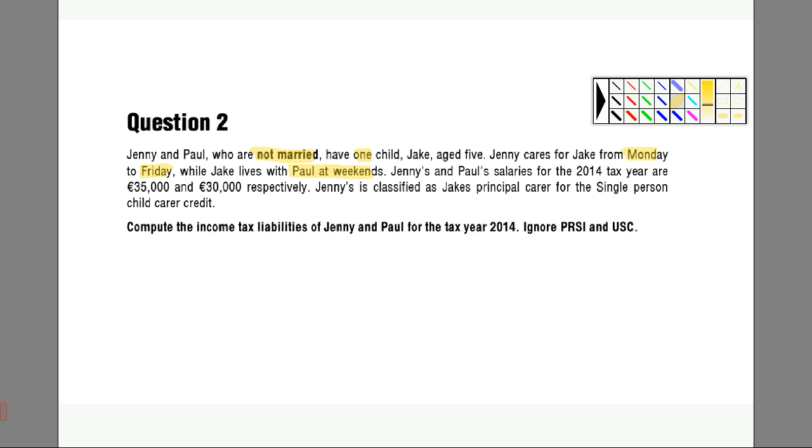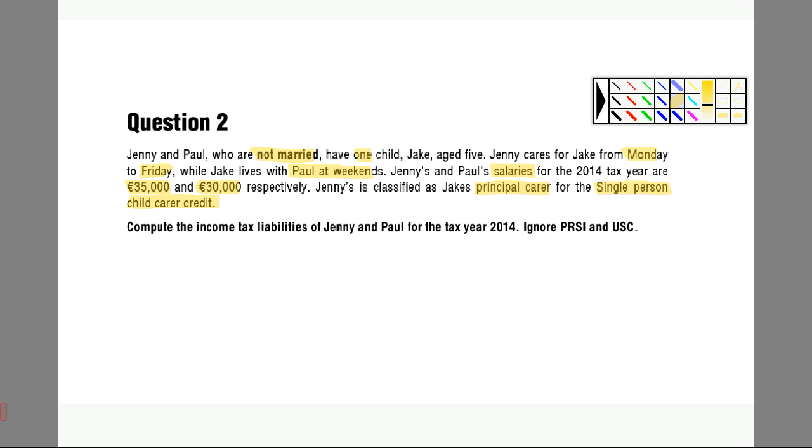It looks to be that they're both employed because we're told that they have salaries. A salary means Schedule E. It means that they're both employed in jobs. And they have salaries of 35k and 30k respectively. We're given some information about Jenny being the principal carer, for the single person's child carer credit. Now in the real exam, they'll simply say something like, Jenny is classified as the principal carer. They won't say for the single person's child carer credit. They won't give us that prompt.